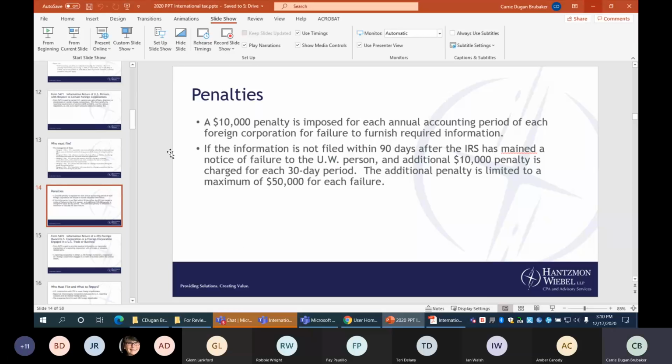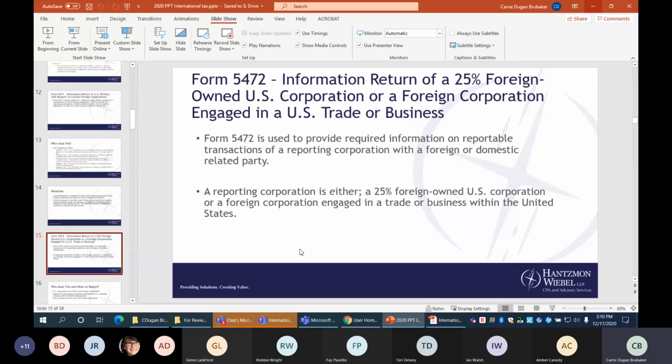Okay, so again, penalties here, very steep. $10,000 penalty, can go all the way up to $50,000 for not filing that form. And even though there's no tax change, this doesn't impact the tax balance due, you still can come up with these kinds of penalties. So want to be careful on those.